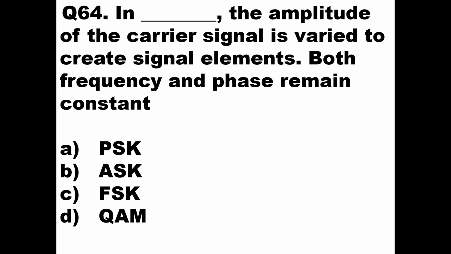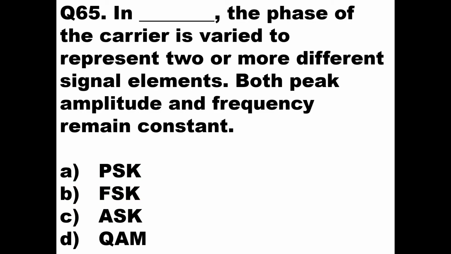Then we'll go to the next question, question number 64. In dash, the amplitude of the carrier is varied to create signal elements, and both frequency and phase remain constant. If the amplitude of the carrier is varied according to the information data, 1 and 0, then that process is called amplitude shift keying, ASK. So the answer will be answer B, ASK, in which the amplitude of the carrier is varied according to the information signal.